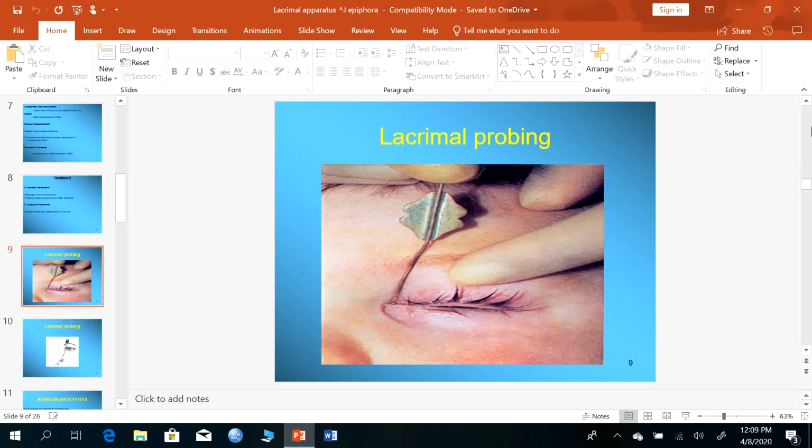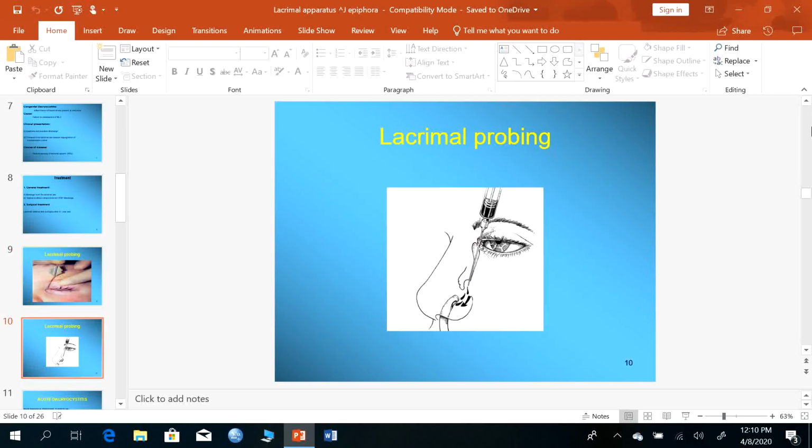Here you can see the lacrimal probe, an instrument that is passed through the nasolacrimal duct via the punctum. This procedure is known as lacrimal probing. It is done in small kids under the age of 1 year, so general anesthesia is required. In the next diagram, you can see that the probe, when placed in the right direction through the punctum, goes through the lower part of the nasolacrimal duct so that we can achieve patency.